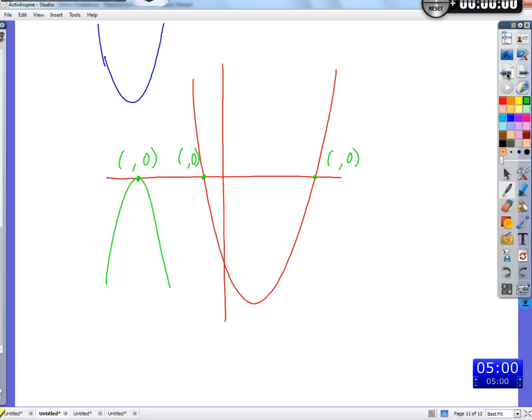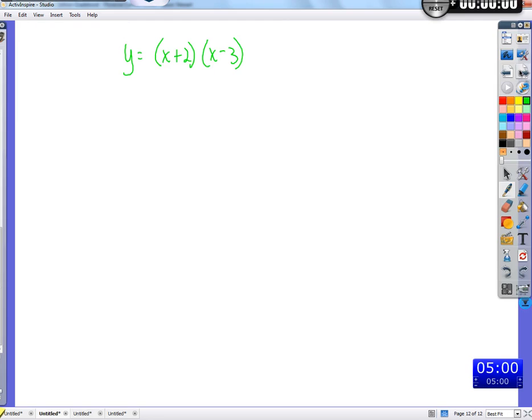Go back to this picture. What do all x-intercepts have in common? 0 for y. Okay. I want you to look at this guy right here, knowing that whatever you plug in for x, you get that number. You plug the same number in for x here, you get that number. And then what do you do? You multiply it together.